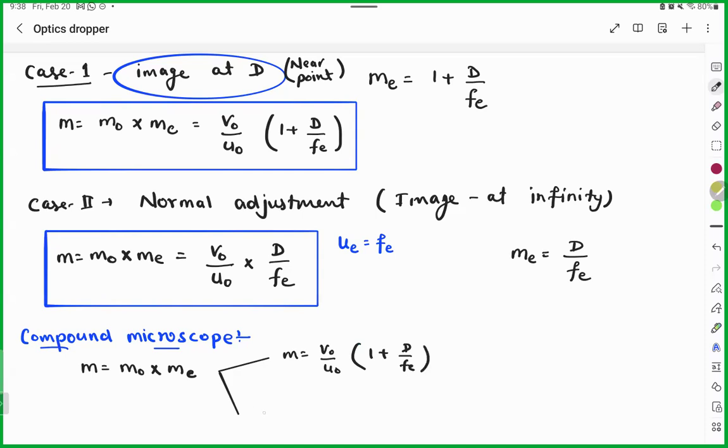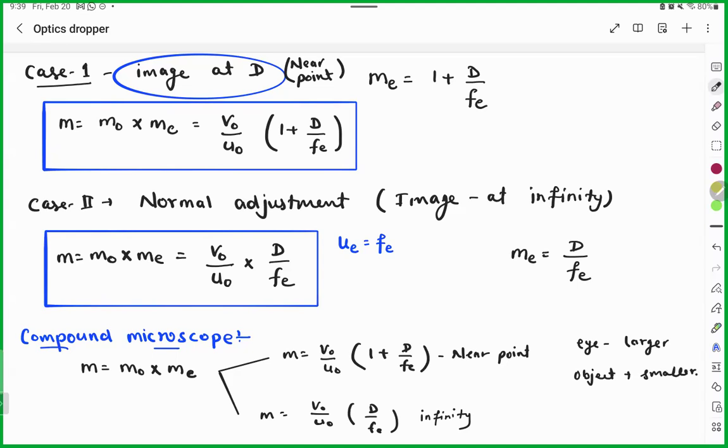And for normal adjustment, the magnification will be V naught by U naught for the objective lens, which remains the same, and D by FE for the eyepiece. This is at infinity. You have the above one; I'm just writing it for the revision. Nothing else. Near point. You have two lenses. The eyepiece is bigger, and the objective lens will be smaller. Any doubt?